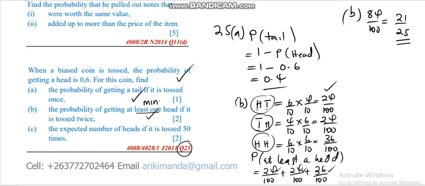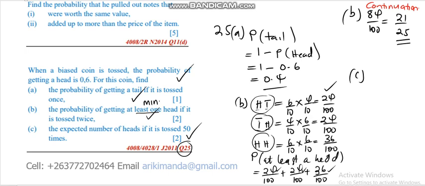Let's move to the last part. Remember, this part here is a continuation of question B. Let's proceed to question C. Question C says what? The expected number of heads if it is tossed 50 times. That same coin is tossed 50 times. What is the expected number of heads?